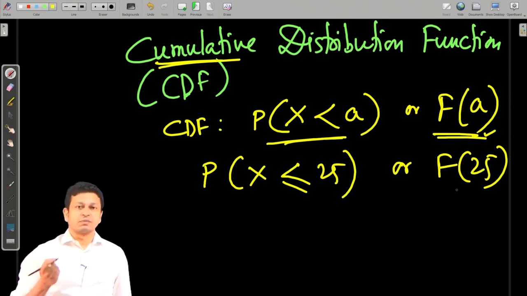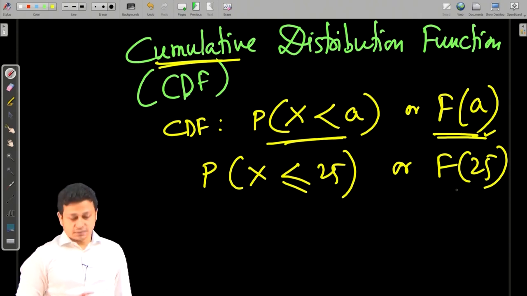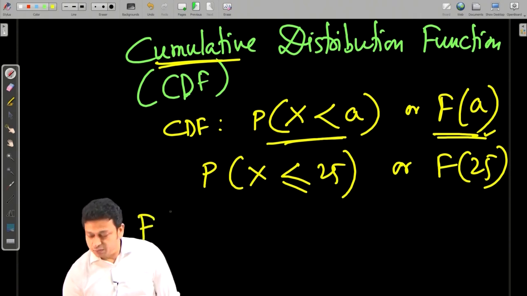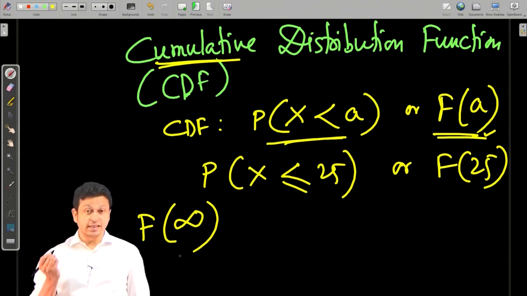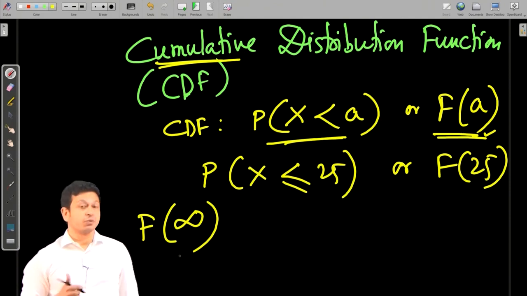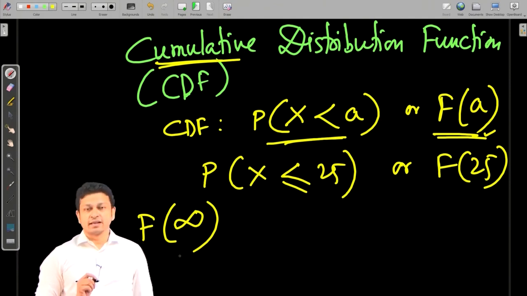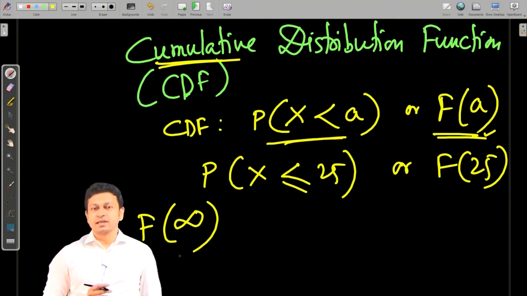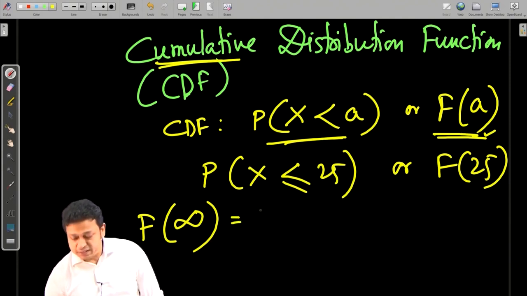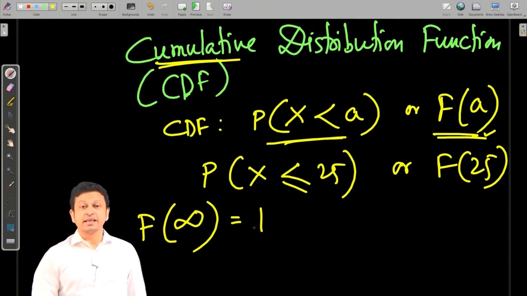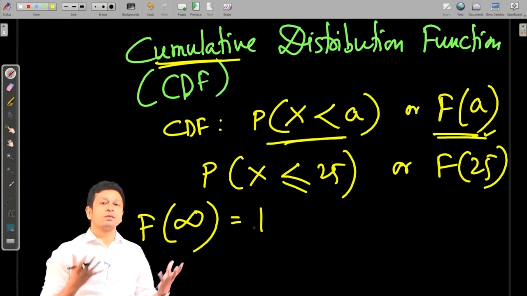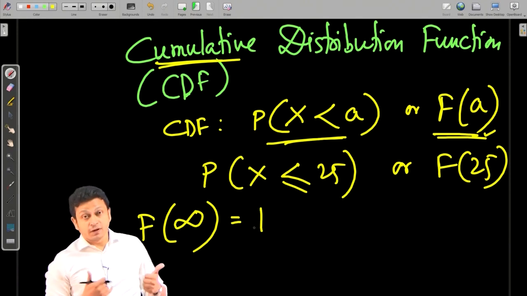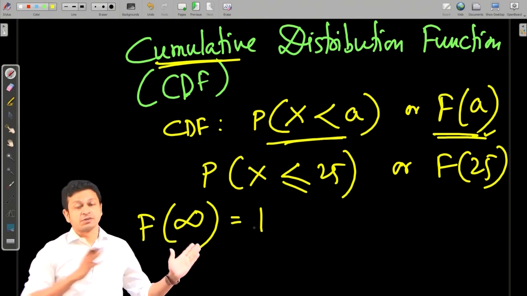Now, I will ask you a question. I have been talking, now it is my turn to ask you. For a continuous random variable, what would be this value f of infinity? When I write f of something, that is basically the CDF. So, what would be your answer? Pause for a moment and think, and then I will answer it. I hope you got the answer. This is going to be equal to 1, because the moment I say infinity, I am going from minus infinity all the way up to plus infinity. So, I am covering all the probabilities for all the possible values between minus infinity and plus infinity.